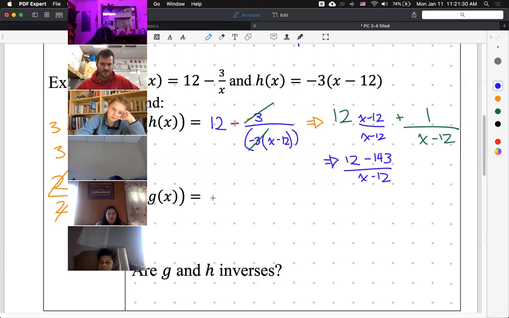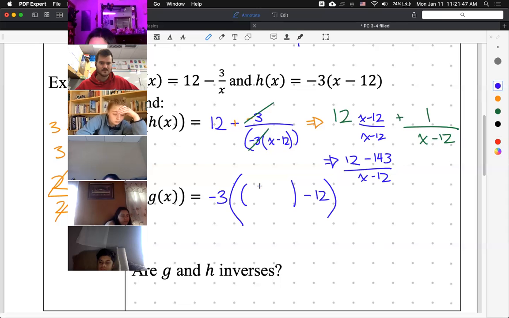Okay, so is it -3 parentheses X minus 12? Yep, and then I'm going to put that for our X. That's our X minus 12. And then in the place of this X, what do we put? You put 12 minus 3 over X. There it is. Yep. That is the composite function h of g of x.